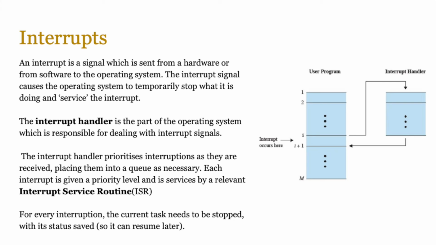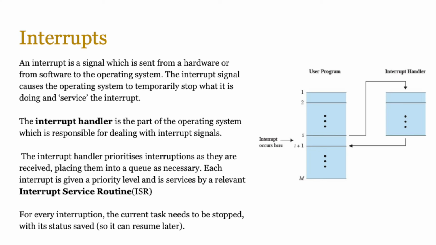An interrupt is a signal which is sent from a hardware or from a software to the operating system. The interrupt signal causes the operating system to temporarily stop what it's doing and service the interrupt. Now, interrupts are also used with the CPU, and they work exactly the same way. Ultimately, the interrupt is processed by the CPU. So in the end, the CPU deals with everything. Even the operating system will eventually pass whatever it's trying to do to the CPU.